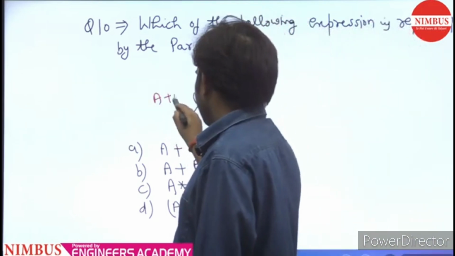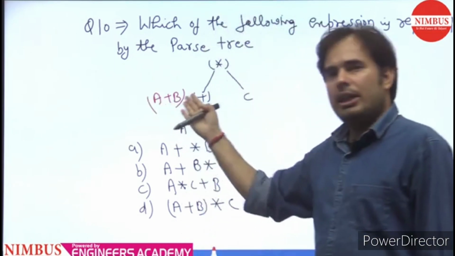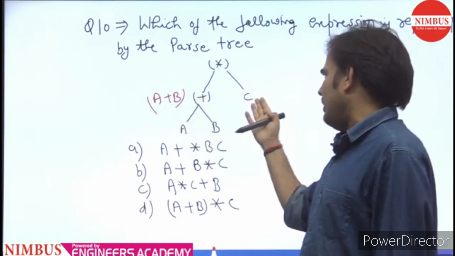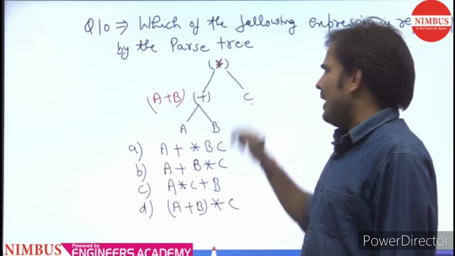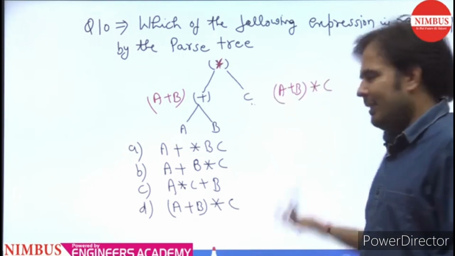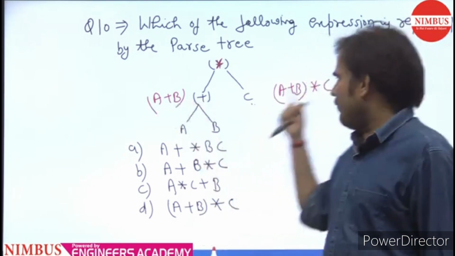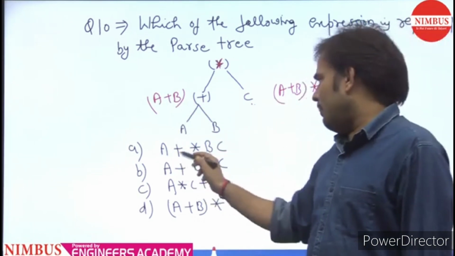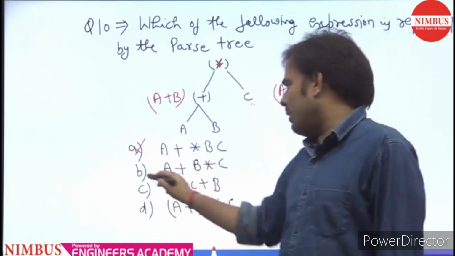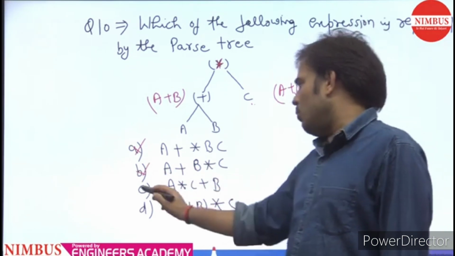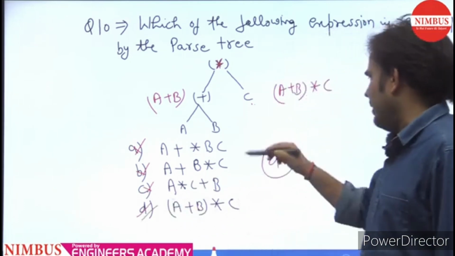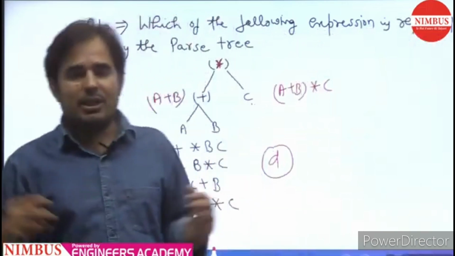A plus B. From here you will get what? A plus B, and from here you have what? A plus B, and here you have what? C at the same level, and they are going to do what? Asterisk. So here this A plus B asterisk C, yes, first we evaluate what? A plus B, then after that C. So here the option is given A plus asterisk B C, no, completely wrong option. A plus B asterisk C, no, completely wrong option. A asterisk C plus B, no, completely wrong option. (A plus B) asterisk C, yes, option D is correct here. Okay, so these are the 10 most expected questions they can ask you.